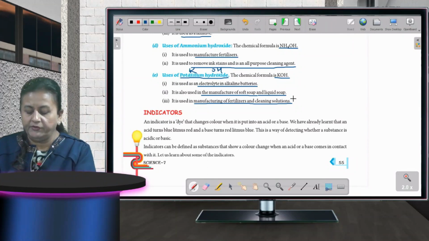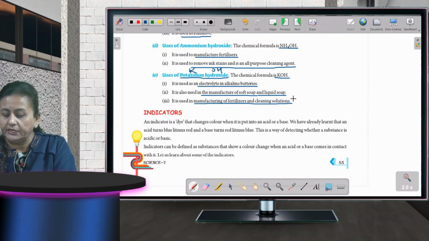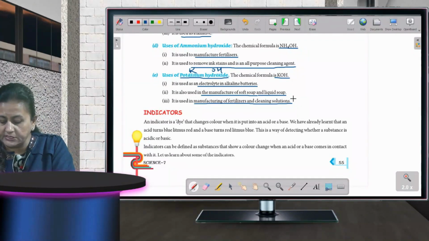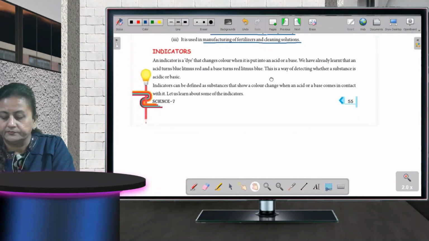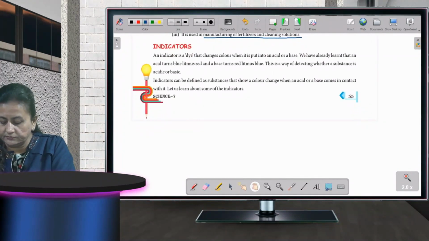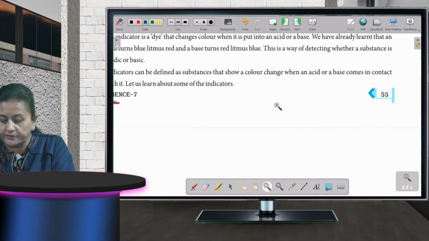Now we'll be doing indicators. The next topic is indicators, as you all can see on your screen also. Can you all see?